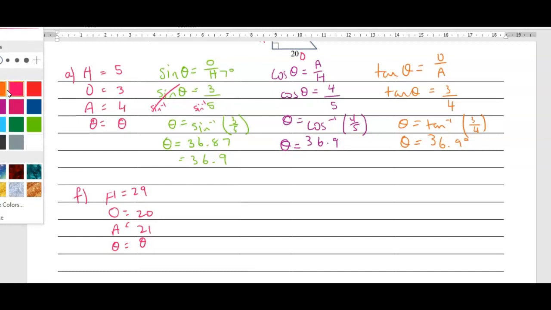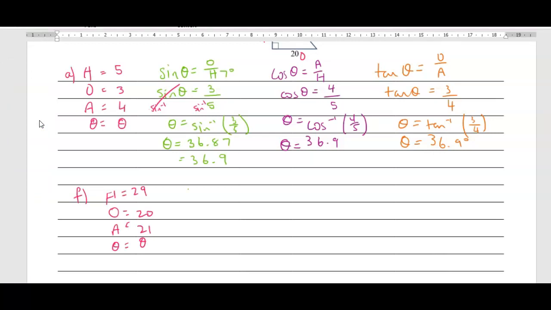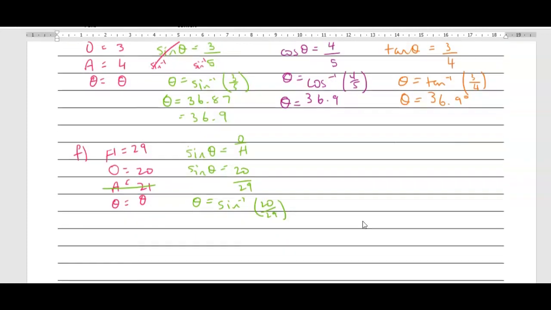I'm a big fan of sine. I don't know why, so I'm going to do sine. But you can do cos or tan because we've been given all three sides. Let's say we weren't given the adjacent side, I would be forced to use sine. If I wasn't given the hypotenuse, I would use tan. But I've been given the opposite and the hypotenuse, so I'm going to use sine. Sine theta equals opposite over hypotenuse. Opposite is 20, hypotenuse is 29. So theta equals inverse sine of 20 over 29, and then we just plug that into the calculator.